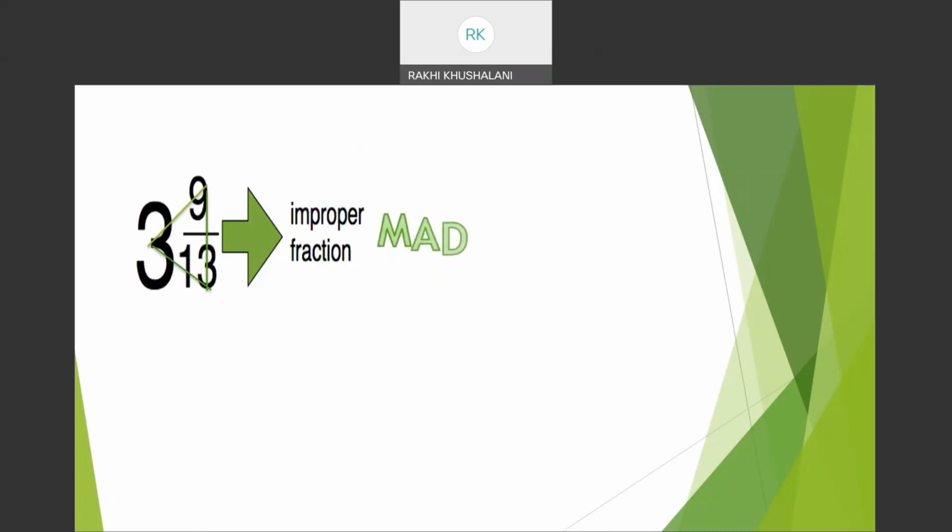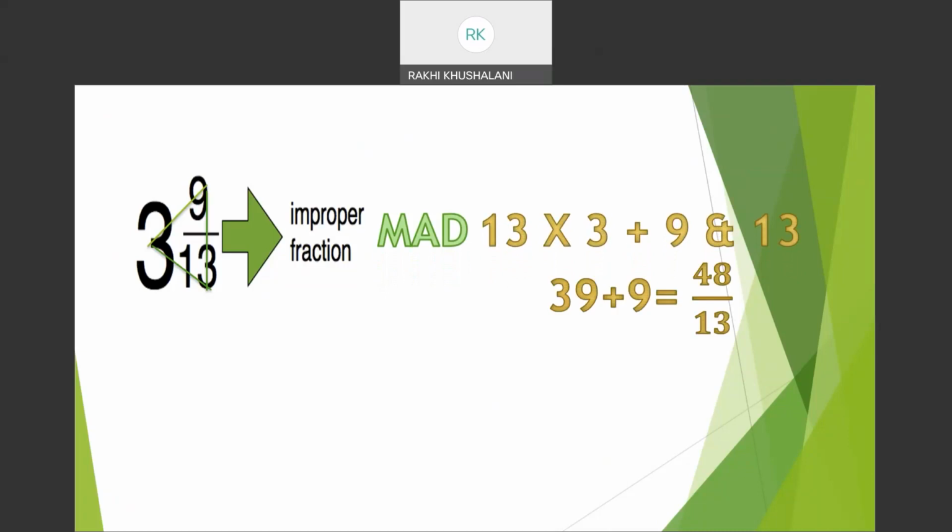So what are we going to do? MAD. Multiply, add, denominator. Okay. Multiply: 3 into 13. Add: plus 9. And my denominator is 13. Absolutely okay. So what is the next thing I'm going to get?